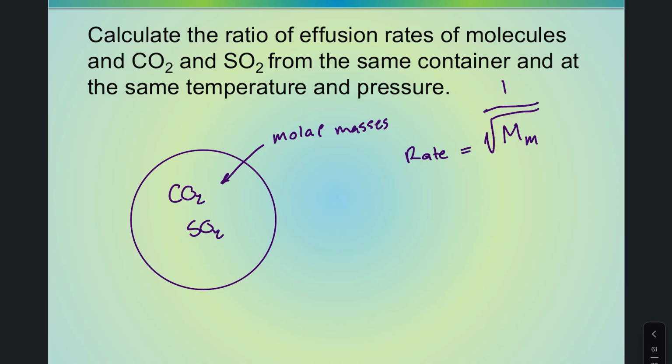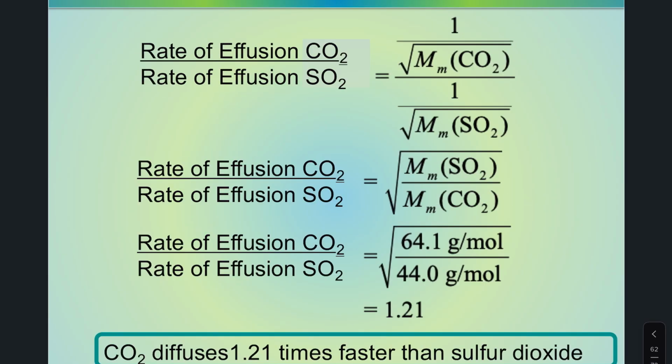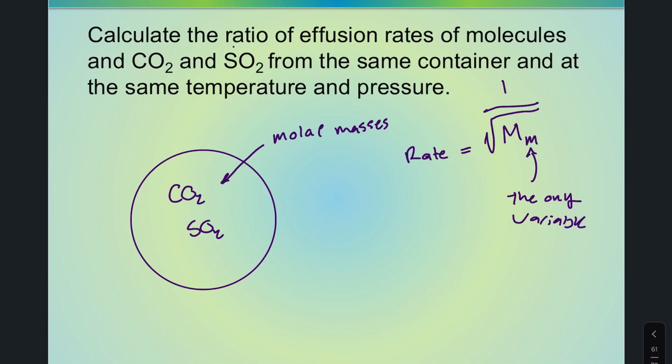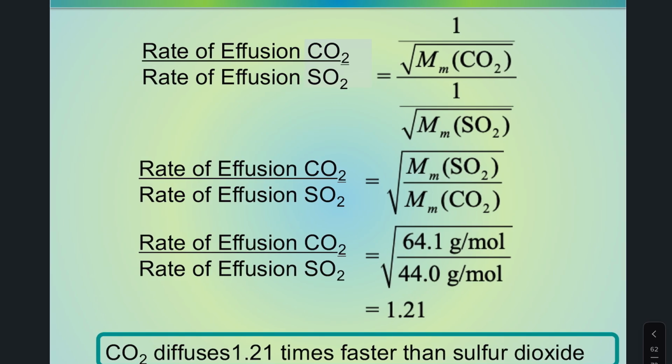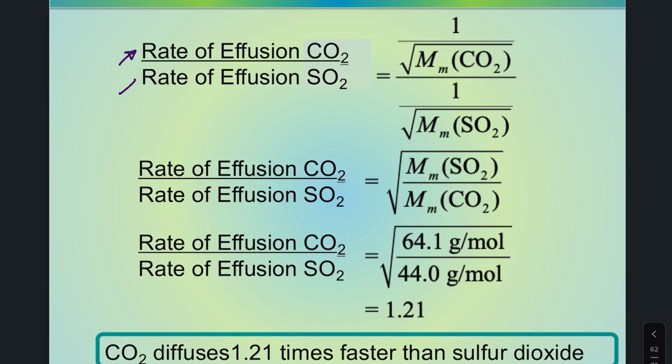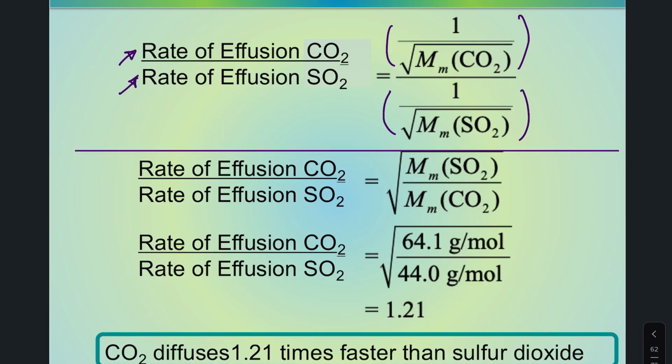And so this is going to be the only variable that we use to solve this. To calculate the ratio of the rate of effusion, we will take the rate of effusion of one substance and divide it by the rate of effusion of another one. I'll put parentheses so you can see what's going on a little better, and I'll even put a bar across so that it's even clearer. But this is the first equation.